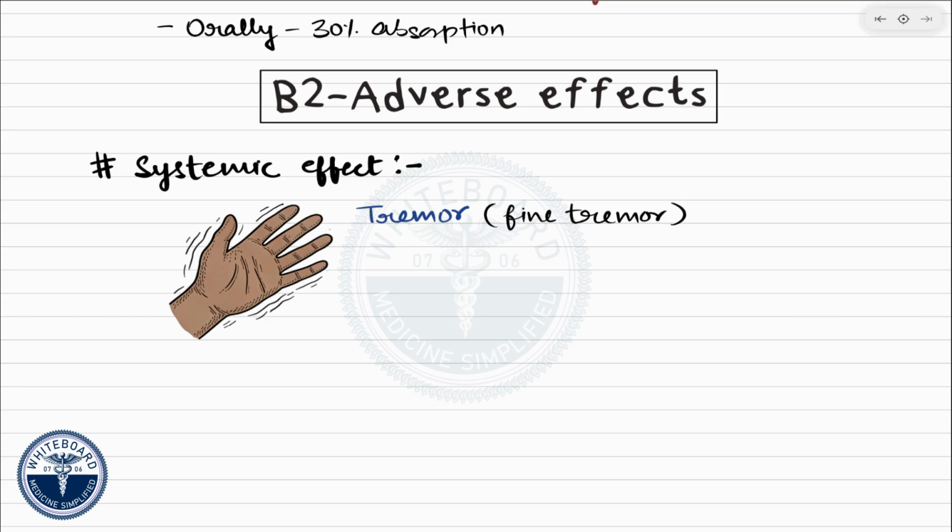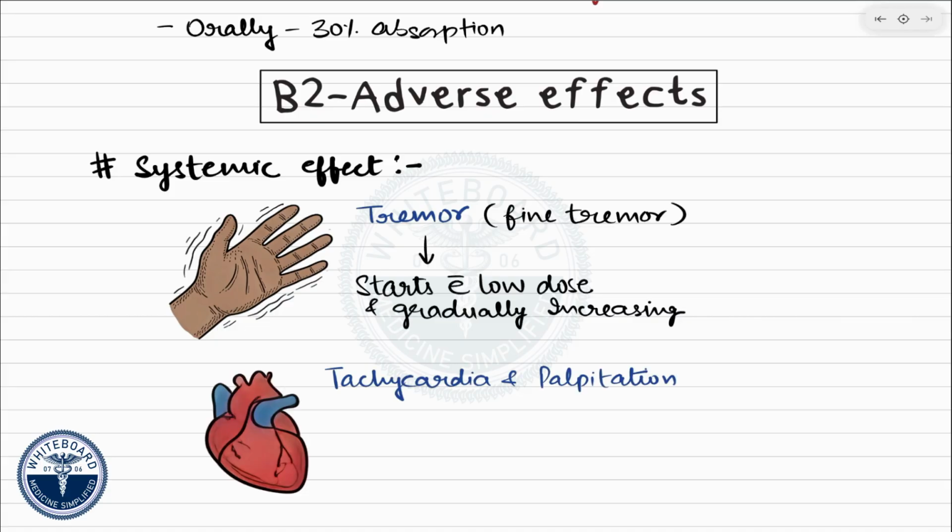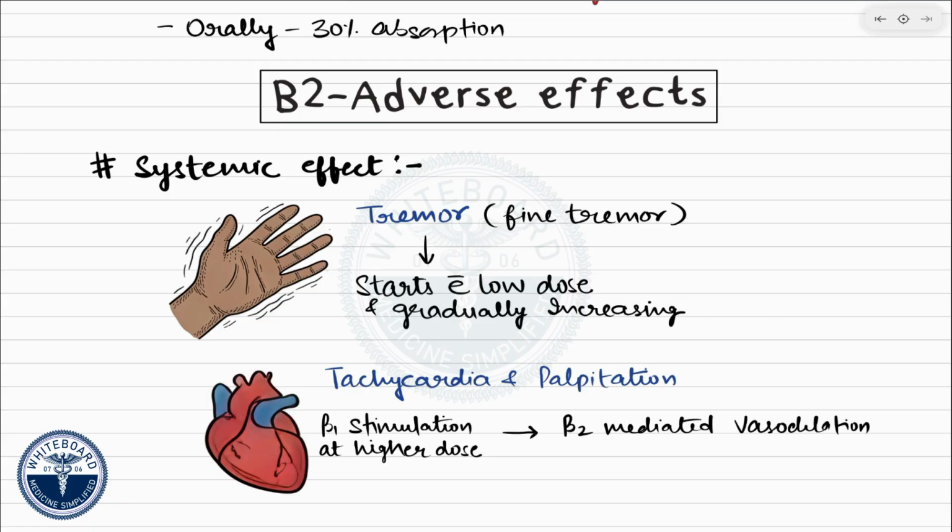When oral treatment is required, starting with a low dose and gradually increasing it can further reduce the severity of tremor. Another important adverse effect is tachycardia. Although these drugs are designed to selectively stimulate beta-2 receptors, this selectivity is not absolute. At higher doses, they may also stimulate beta-1 receptors in the heart. In addition, the heart itself contains beta-2 receptors, and beta-2 mediated vasodilation can activate the baroreceptor reflex, further increasing the heart rate. As a result, patients may experience palpitations and tachycardia, particularly with systemic administration.